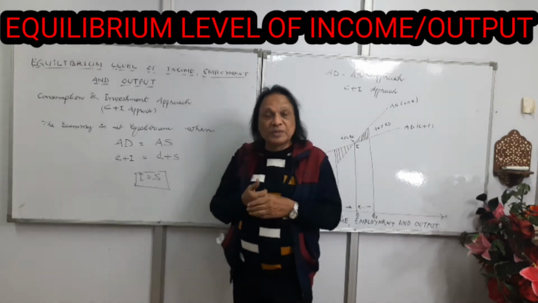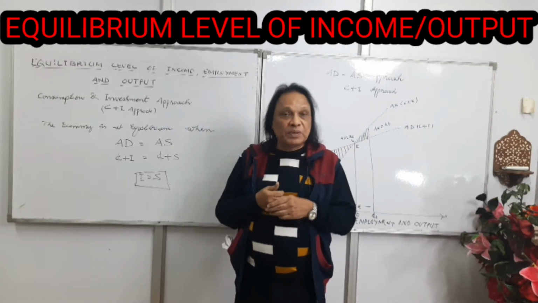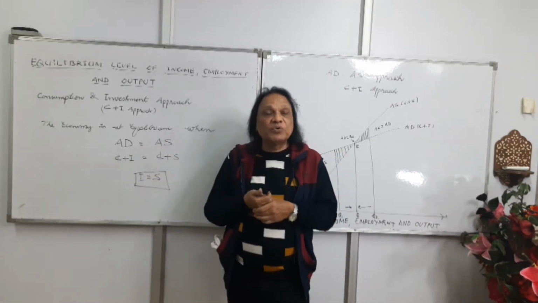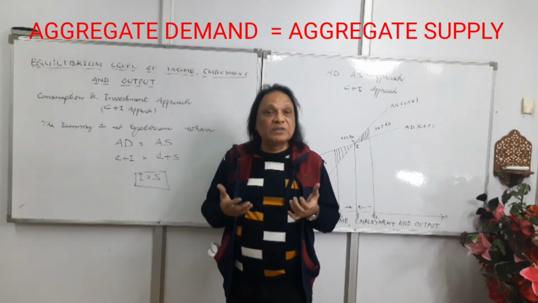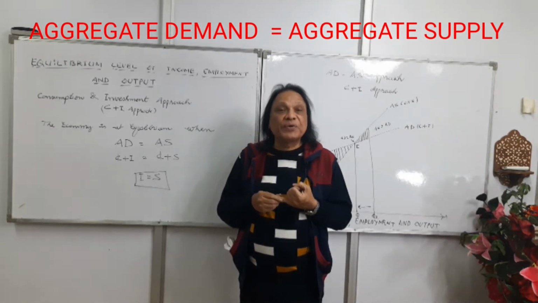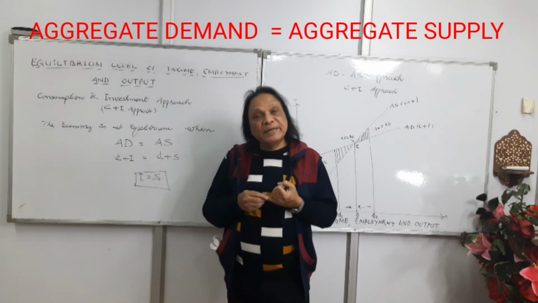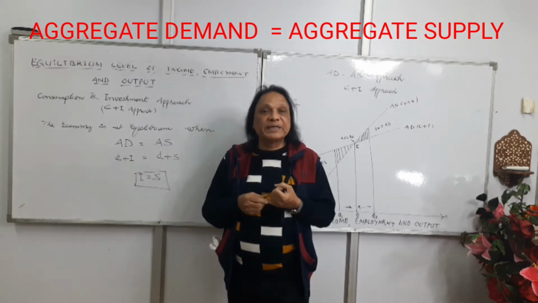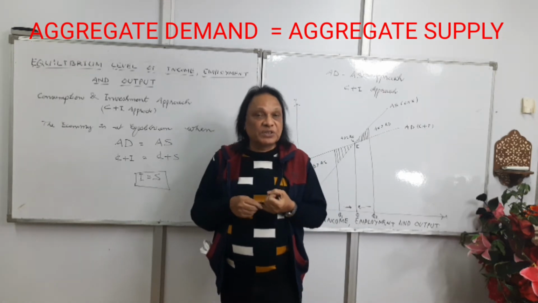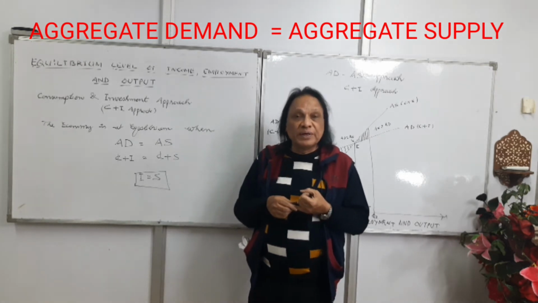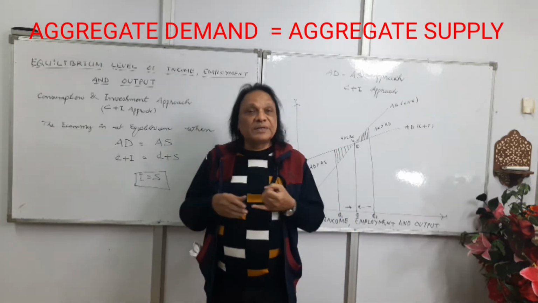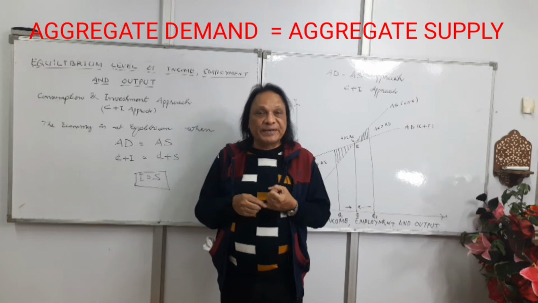We know the economy is at equilibrium when aggregate demand is equal to aggregate supply. You learn it; this is the first concept to learn: AD is equal to AS. If the aggregate demand for goods and services in the economy is $100 billion, and the supply of goods and services is equivalent to $100 billion, there is equilibrium of the economy. AD is equal to AS.